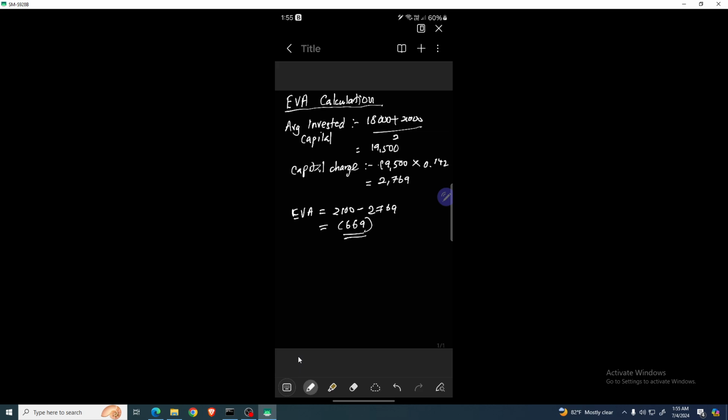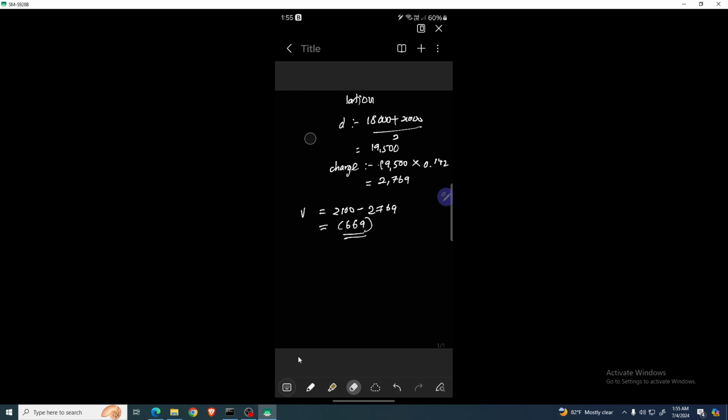So what does this mean? We have already interpreted what positive and negative economic value added amounts reflect. So a negative EVA of $669 indicates that the company did not generate enough operating profit to cover its cost of capital, suggesting inefficiency in creating shareholder value. So that would be the economic value added.